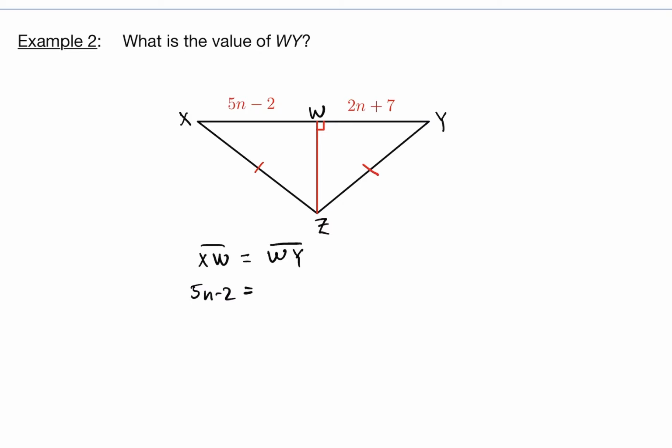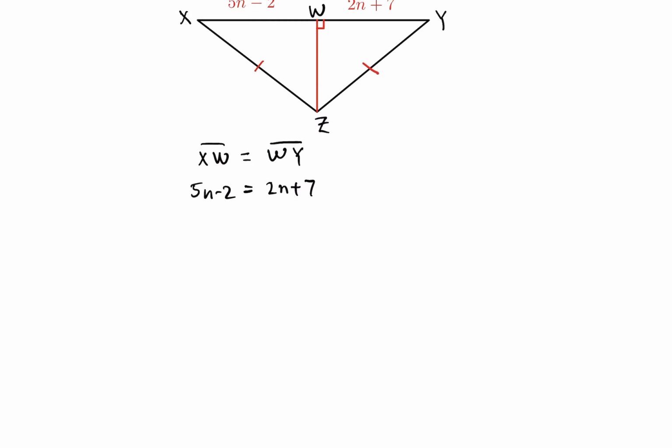And then for WY is 2n plus 7. So we can go ahead and substitute that. And now we can solve for n. Okay, so first we're going to subtract 2n from both sides. And when we do, we eliminate that, and we're left with 3n minus 2 is equal to 7.